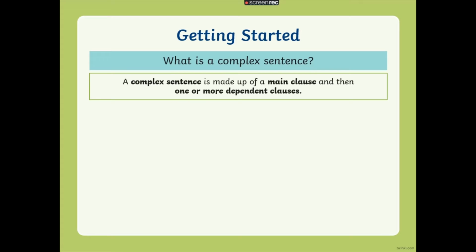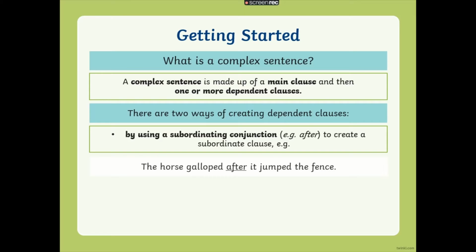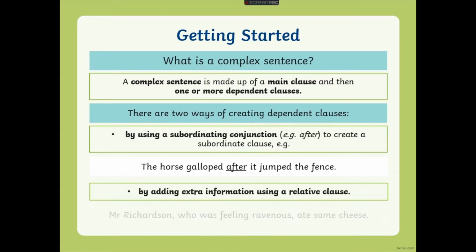So, what is a complex sentence? Well, a complex sentence is made up of a main clause and then one or more dependent clauses. Now, there are two ways of creating dependent clauses. By using a subordinating conjunction, like after, to create a subordinate clause. So the horse galloped after it jumped the fence.